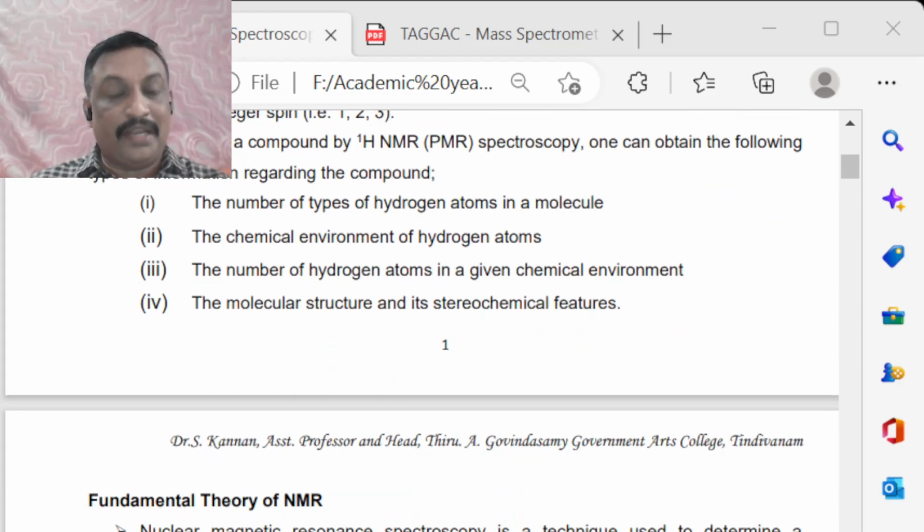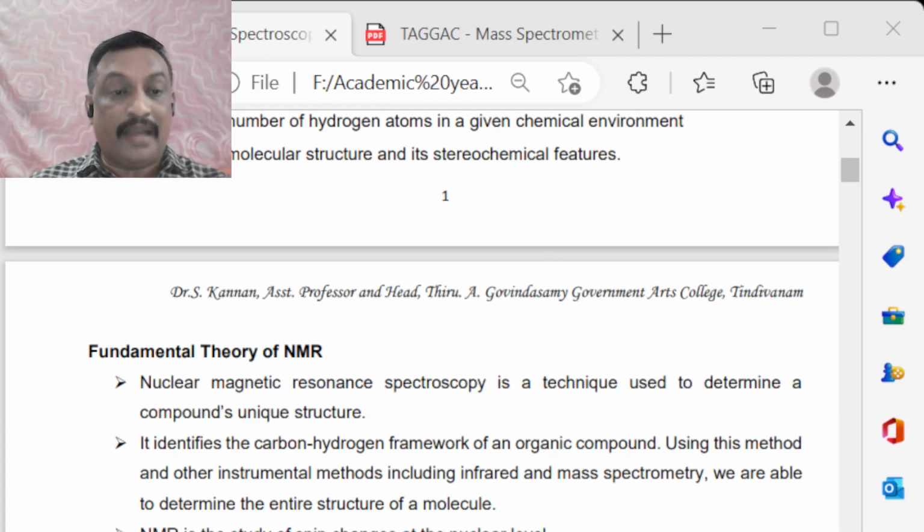The fundamental theory of the NMR technique is that when nuclei are exposed to a magnetic field, they rise into two different energy levels at the nuclear level, like the alpha state and the beta state. When we employ nuclear magnetic resonance spectroscopy, we can determine the compound's unique structure. It defines the carbon-hydrogen framework of an organic compound. Using this method and other instrumental methods, including infrared and mass spectroscopy, we are able to determine the entire structure of the molecule. NMR is the study of spin changes at the nuclear level.